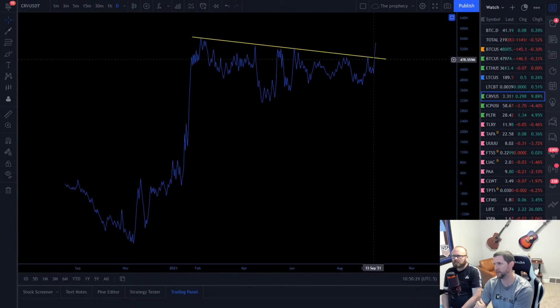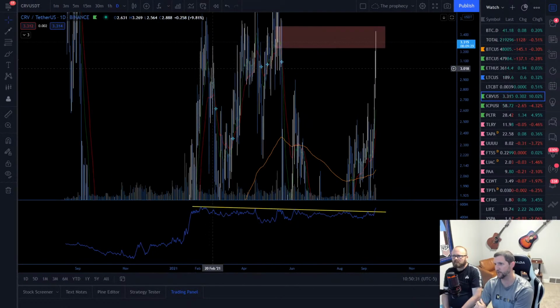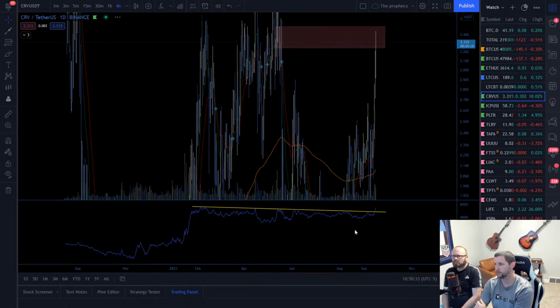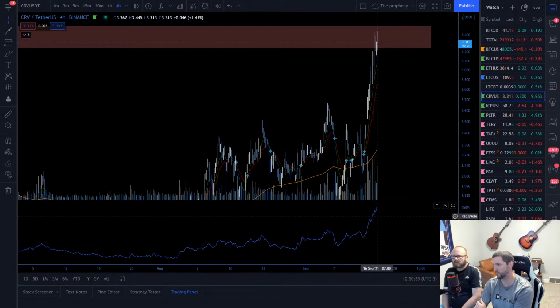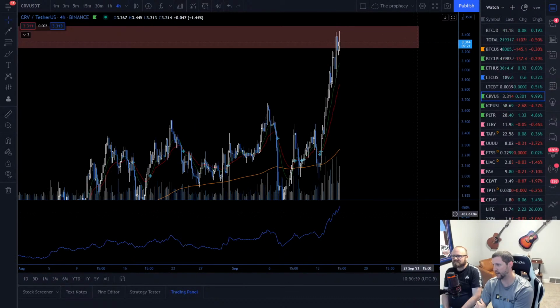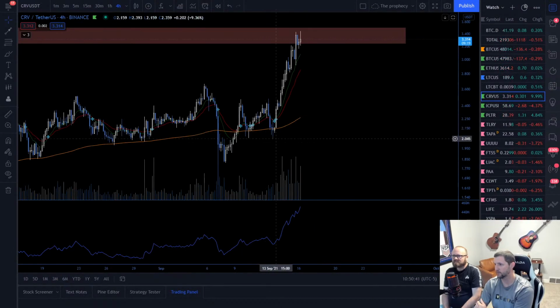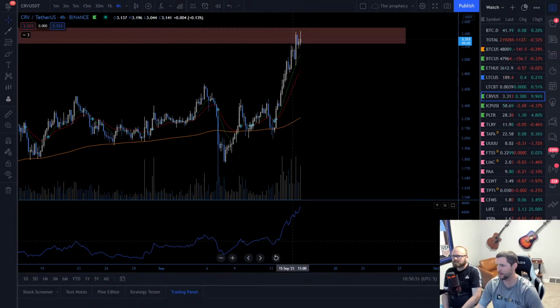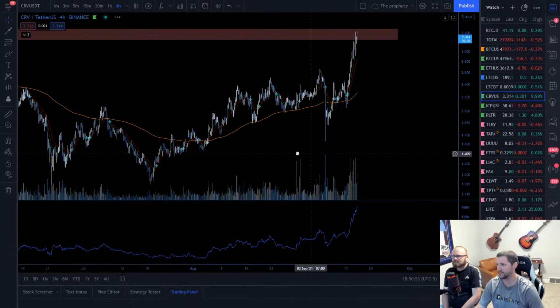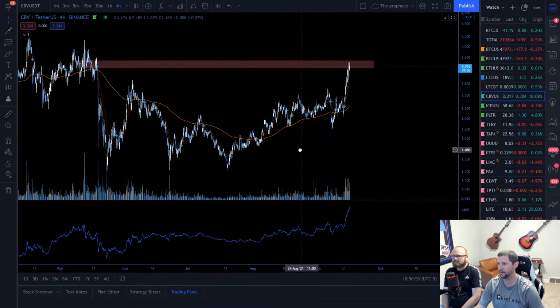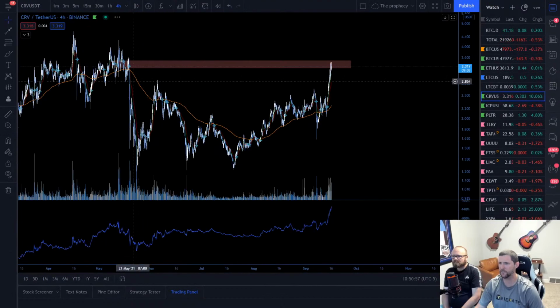CRV, look at this big breakout of consolidation on OBV. Look at the 4 hour OBV going crazy. Yikes. So price broke down a lot here, but OBV didn't really move at all. So it was just low volume panic selling. And as soon as all those panic sellers gave up, buyers were like, sweet, cheap prices, and they pushed it up.